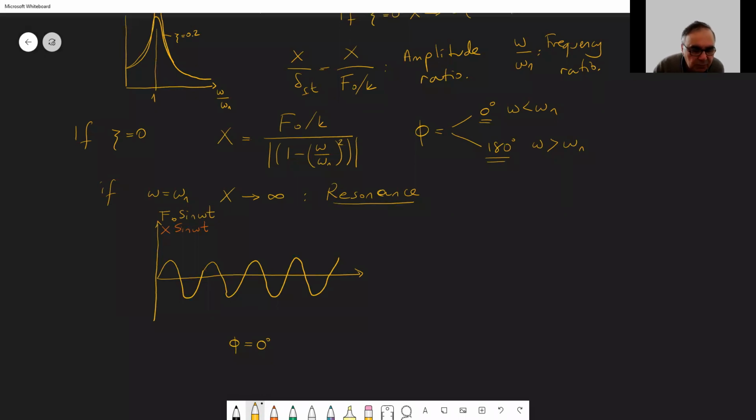This is the forcing. The red one will be the vibration. Not a very good drawing, but you can understand the peaks and bottoms are at the same values. So there is no phase difference here. This is time.